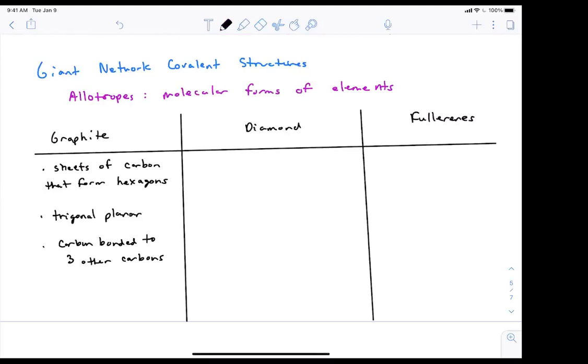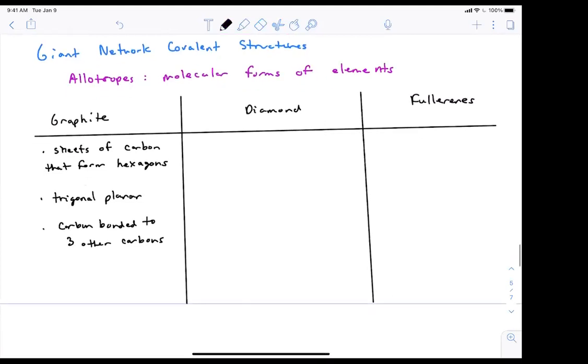Okay, and there's a delocalized electron from each carbon kind of moving around, which causes the attraction between the sheets, between the multiple sheets of graphite. Okay, and it is conductive.